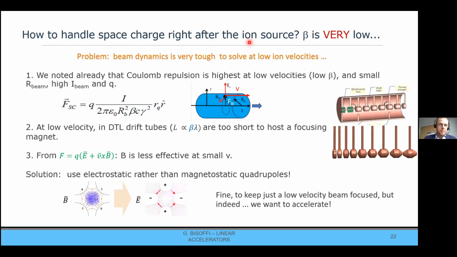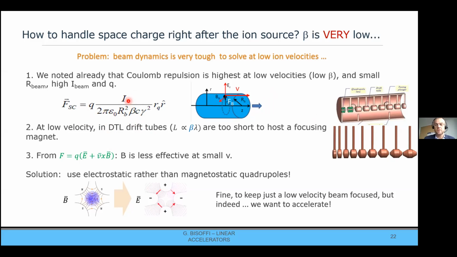But a problem which I left open is how to handle the space charge right at the beginning of the acceleration after the ion source, where the beta is really very low. So the beam dynamics is very tough to solve at very low ion velocities for a number of reasons. First of all, I told you already, the space charge force is very sensitive, so it is very high where the beta is very low, so it really explodes, particularly if you have high current beams. If the beam current is negligible, you are not very much worried even at low voltage.